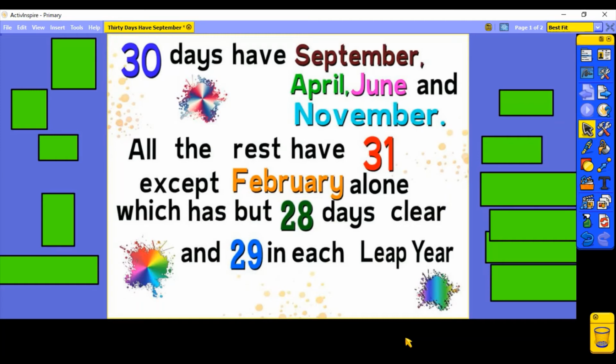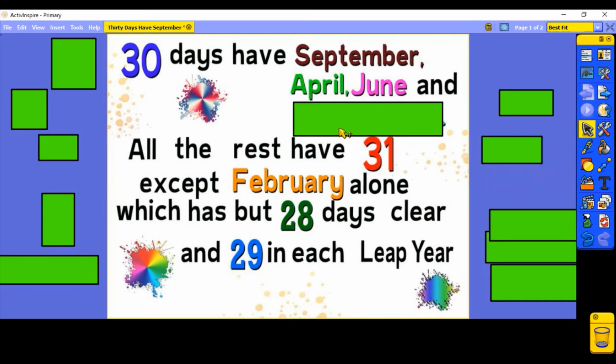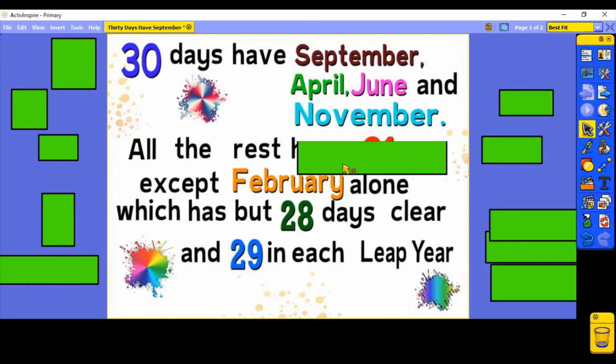So let's have a look at the top part. 30 days have September, April, June and November. So September and November. Okay, September and November. So let's see if you can remember that bit. Say it with me. 30 days have September, April, June and November. Good.